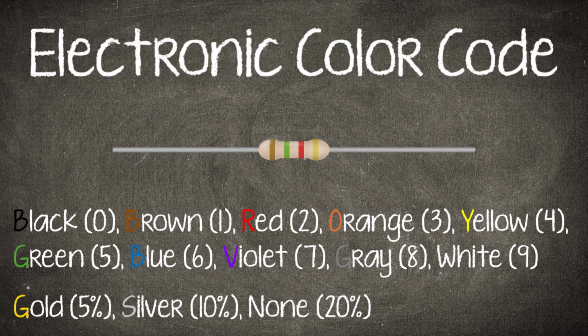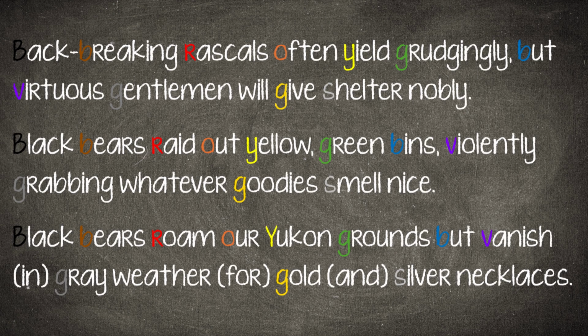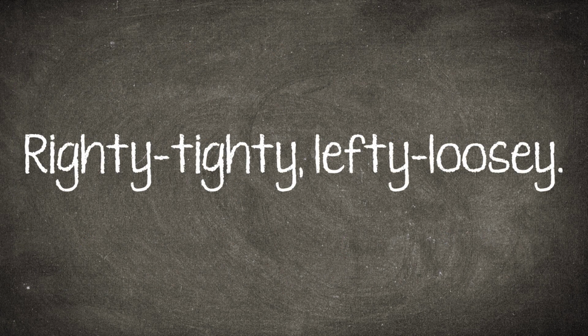The electronic color code is used to indicate values on electronic components. The first 10 colors give the resistance value, while gold, silver, and no color indicate the tolerance of this value. All of these mnemonics do not include the tolerances. And here are a few that do include tolerances. This one is a bit complex and outside the scope of this video, but maybe I'll explain it some other time.